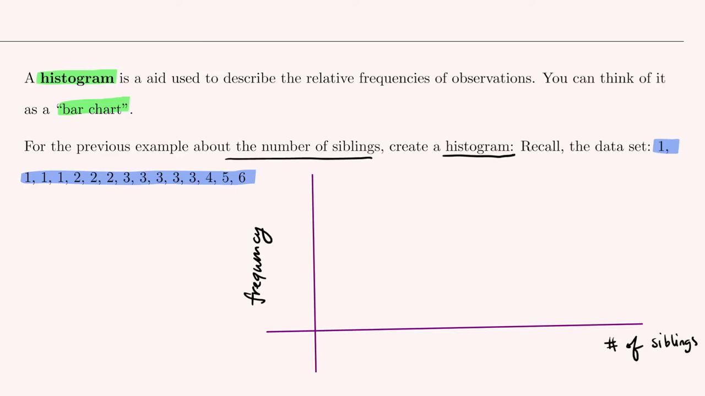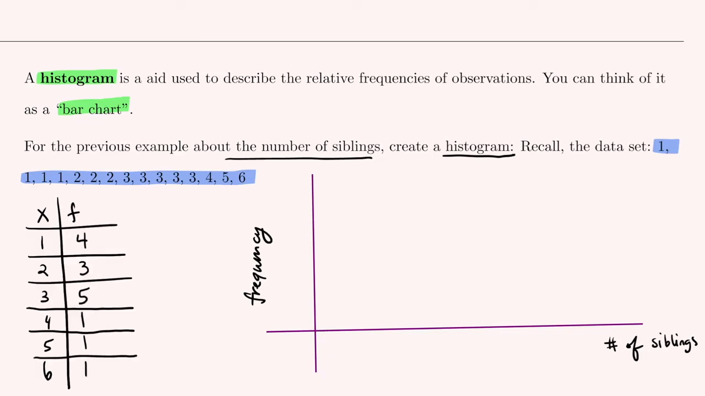And before we start creating our histogram, we need a frequency distribution. Now this is the exact same example as we just did, so let's copy down the frequency distribution that we found from our previous example. So from the data set, we would create our frequency distribution, which we can see on the left side of the screen, and then from that we make our histogram.